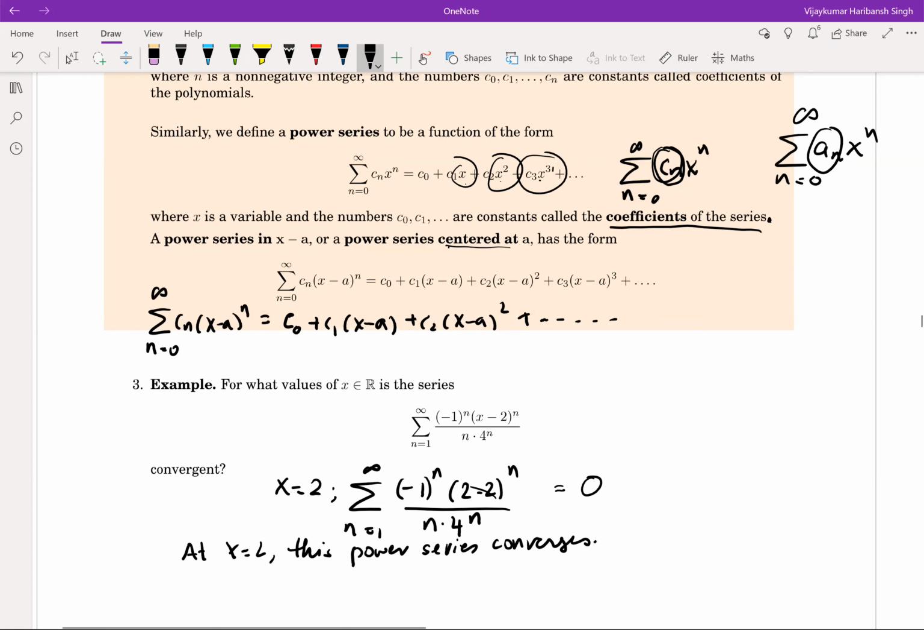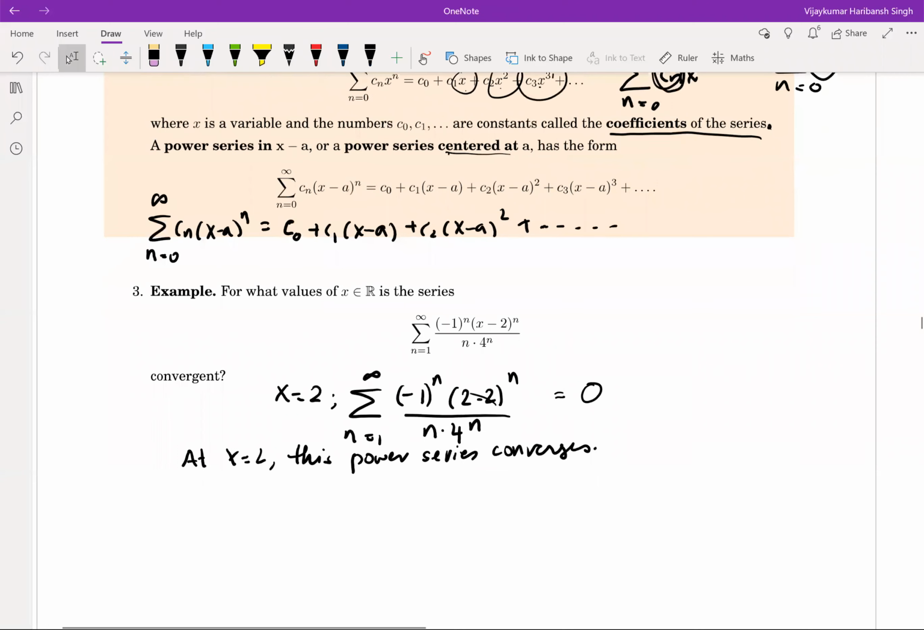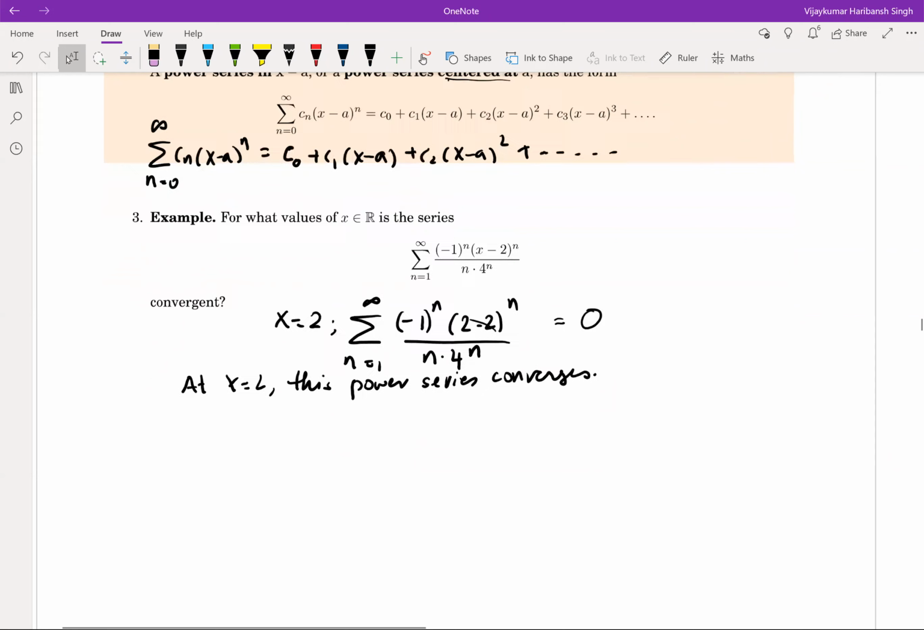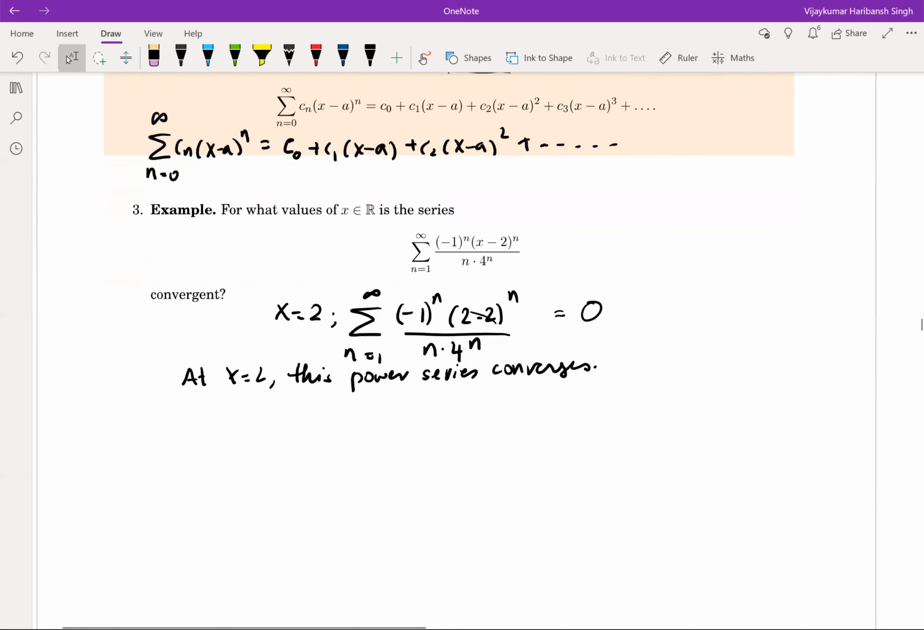So our question is, for what values of x does this power series converge? Okay. So for that, we'll basically employ the following. How do we basically see for what values of x it converges? Okay. So let's keep this as a motivational question, and we'll try to come to it.